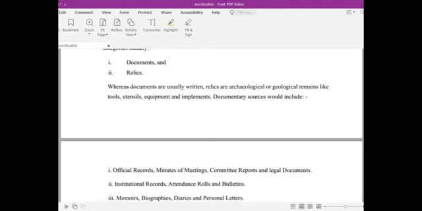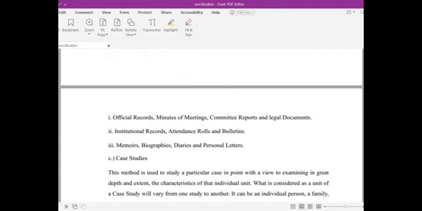Documentary sources would include: 1. Official records, minutes of meetings, committee reports, and legal documents. One thing about these documents is that they will always have the dates. Every official record has a date on it. Minutes of meetings, committee reports, they all have dates on them.